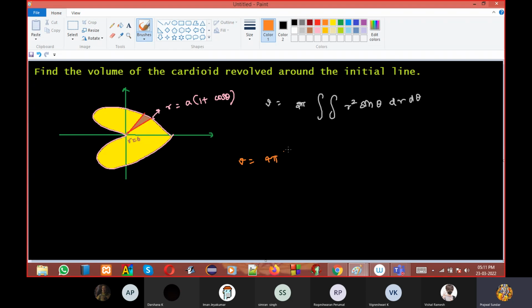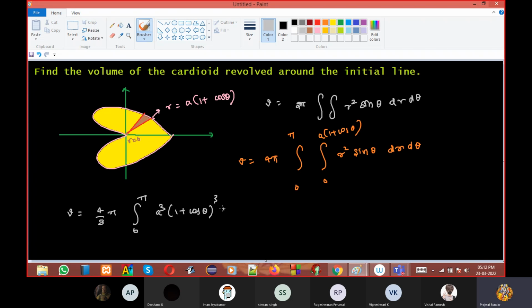So I'll write the volume as 4 pi into integral theta from 0 to pi, and r from 0 to a into (1 plus cos theta), of r squared sin theta dr d theta. So r squared becomes r cube by 3. Volume is 4 by 3 pi integral 0 to pi of a cube into (1 plus cos theta) whole cube sin theta d theta. I can take t as 1 plus cos theta, so dt is minus sin theta d theta.